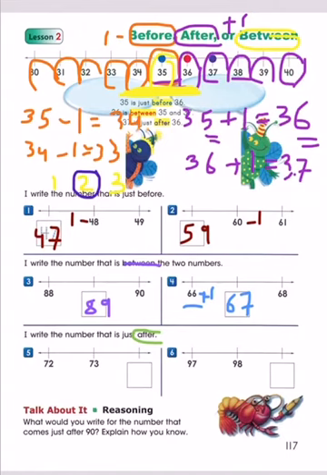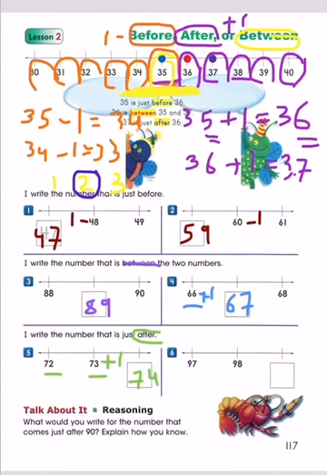We have number 5. We have 72, 73. Look at here. Okay, just 1 number. After 73, what is the number? You can say 73 plus 1. Of course, 74. Okay? 74 came after 73.